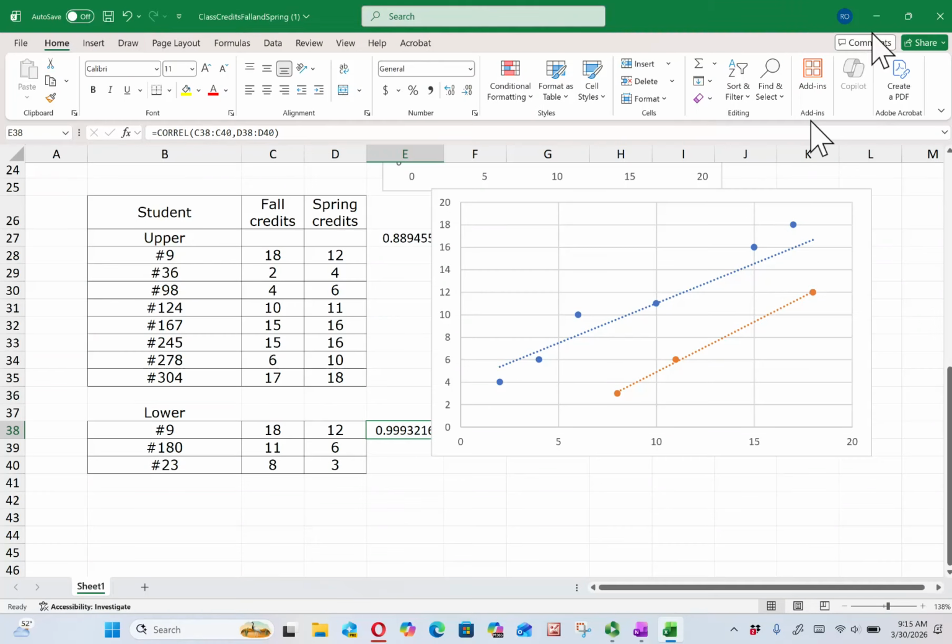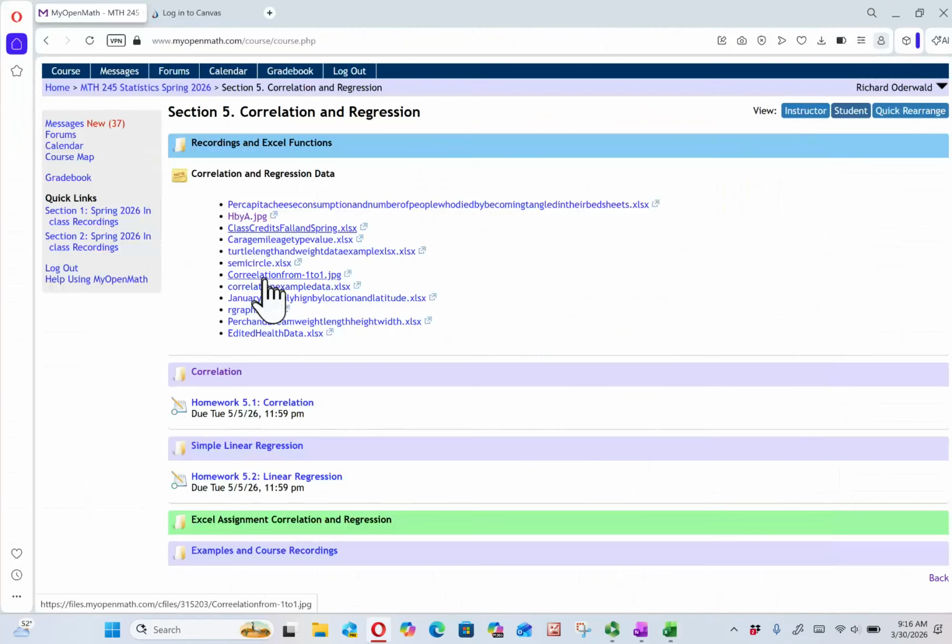All right, go back to My Open Math, and we want the car mileage, type, and value. And you may as well keep the other one because we're going to go back to it.